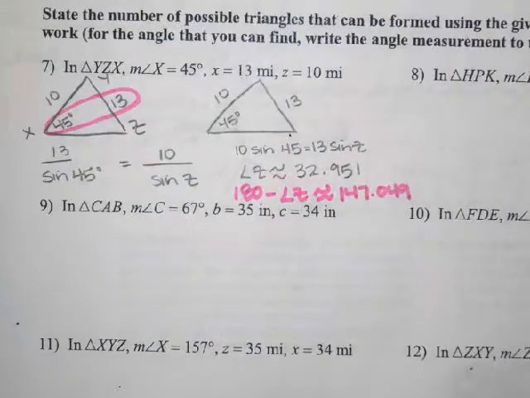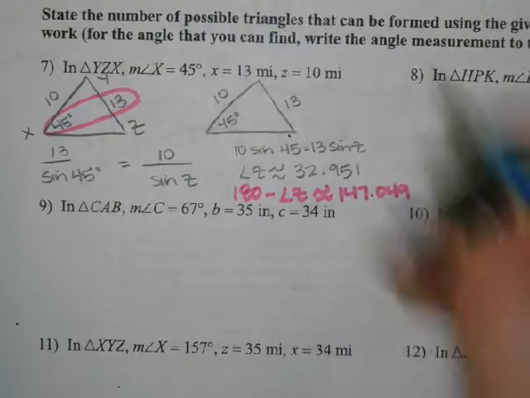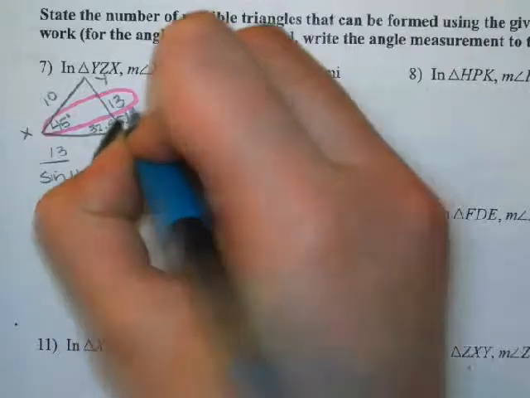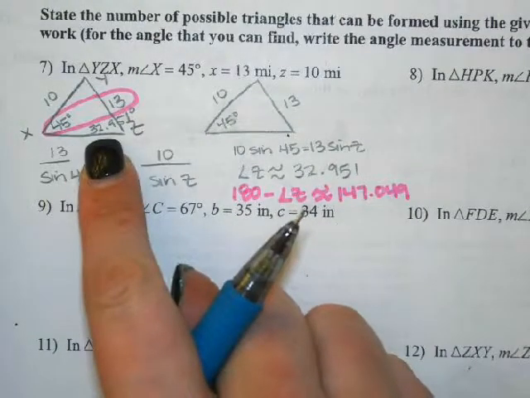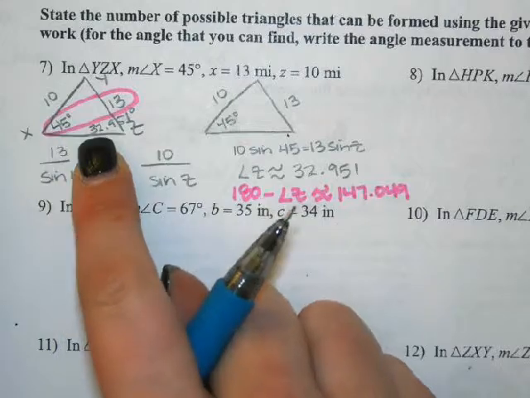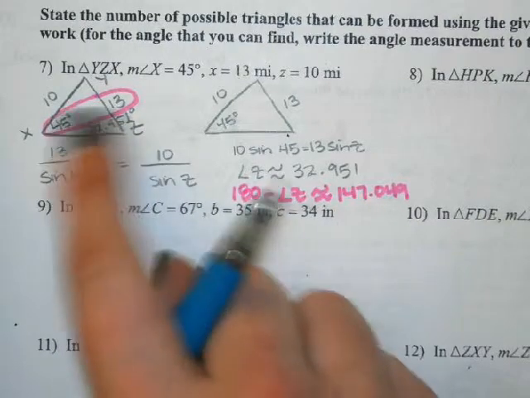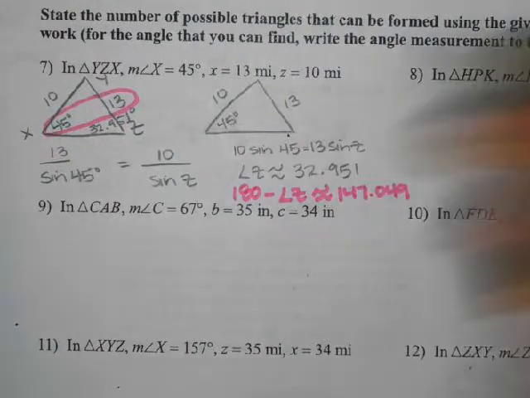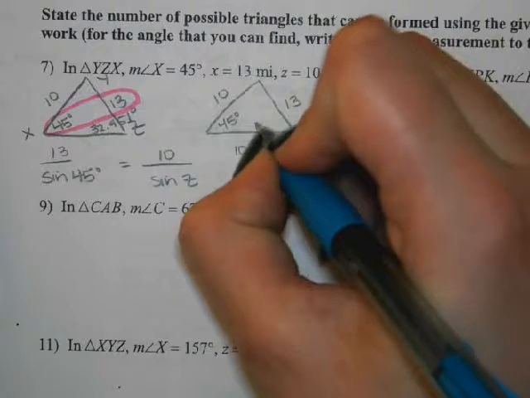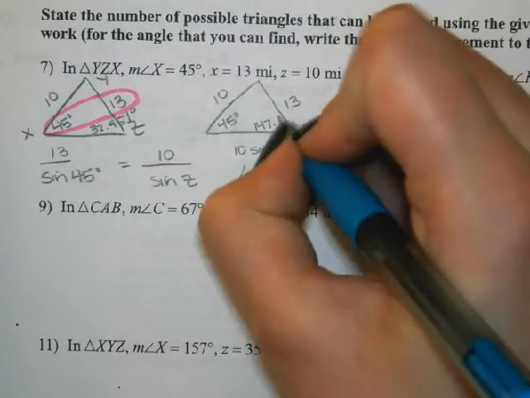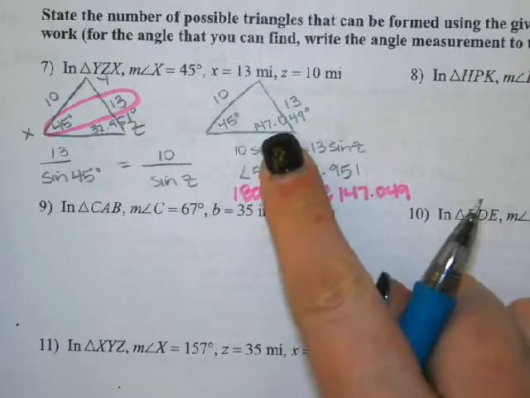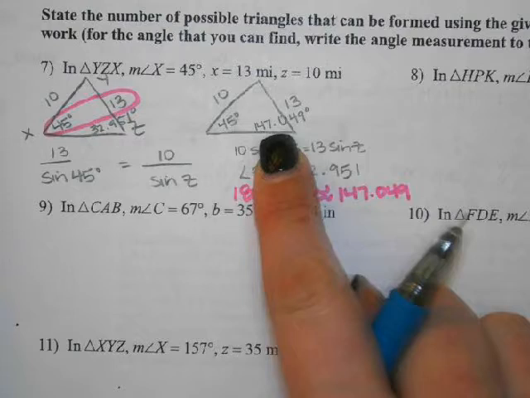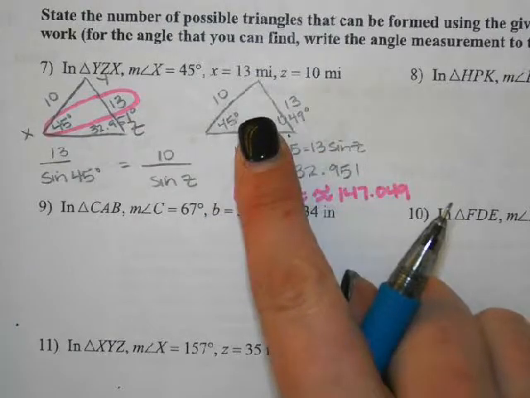Okay, so if I label these, I've got 32.951. Does this make sense? 45 and 32, when we've got space for another angle? That one's reasonable, right? Nothing funky happened. The angle's not negative. It seems like it could work. Over here we have 147.049. Ooh, that doesn't work. Why doesn't that work? It's more than 180 already, and we haven't even found the third side yet.